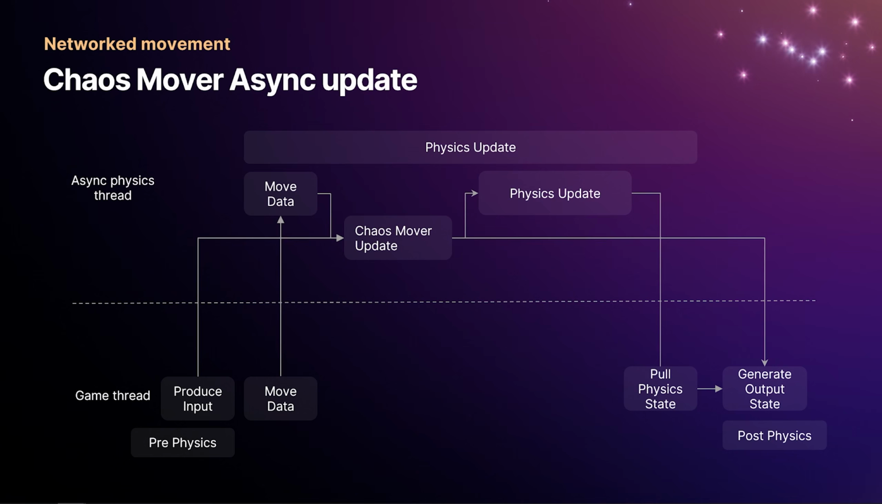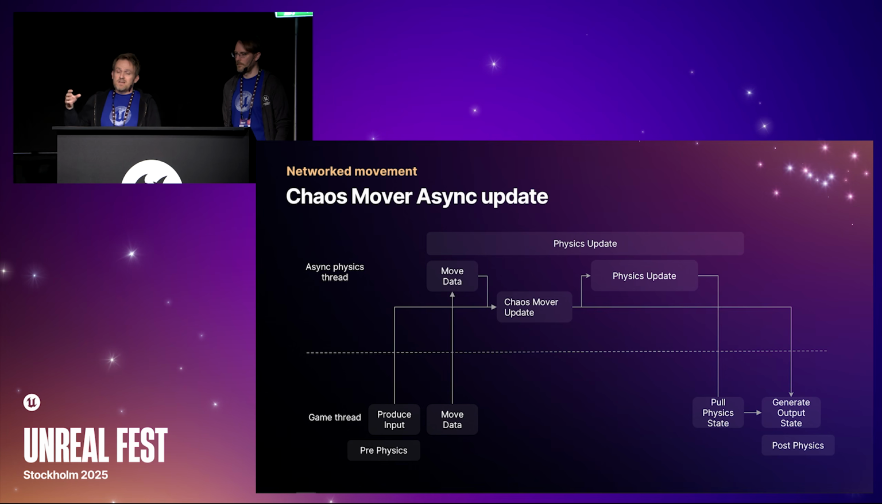Now, because we want the chaos mover update to work with physics, it has to be updated on the async physics thread. It's looking at the current physics state and setting the current physics state of the constraint, so we have to tick it in sync. We do this by registering a callback on the async physics update. So the chaos mover ticks on the async thread when the physics ticks. This has some consequences.